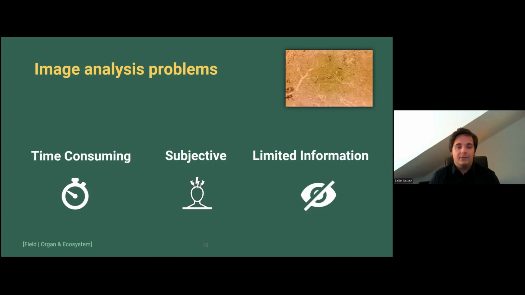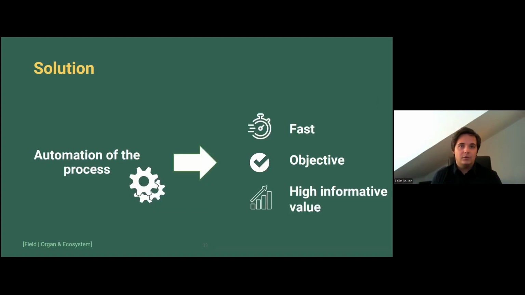And the idea was to find a solution which was based on the automation of the process. And the key requirements for this process should be that it is fast, objective, and has a high informative value. So basically reducing processing annotation time, getting rid of the human factor as well as possible, and increasing the number of root traits that could be extracted from the images.